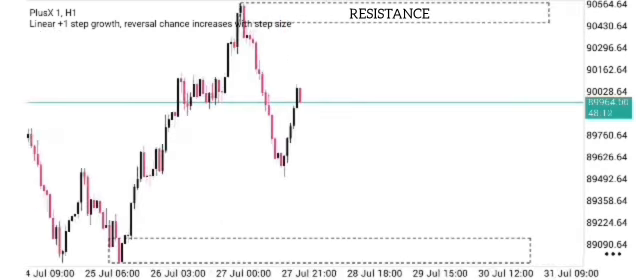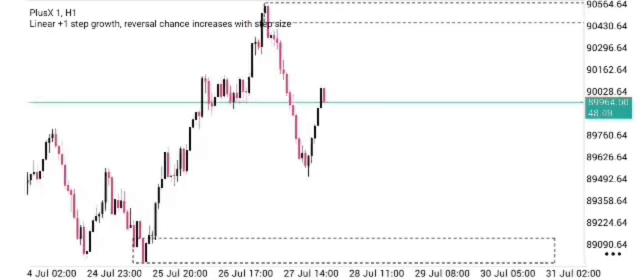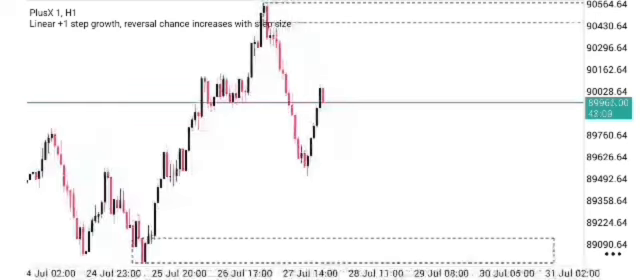So basically we're gonna look for entries within this range. So this is our trading range. So we're gonna look for entries within this range. Yeah, I mean, so I've marked my support and my resistance.